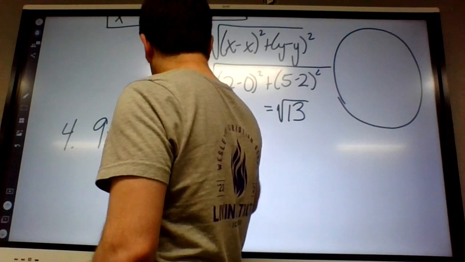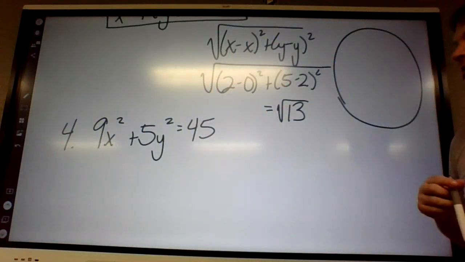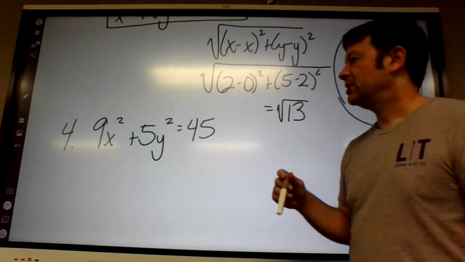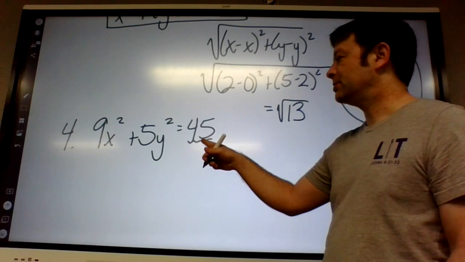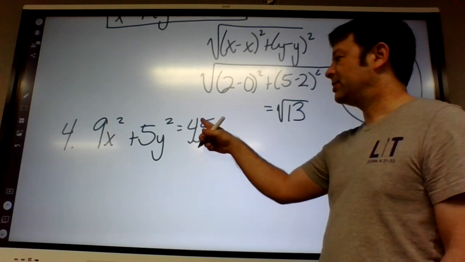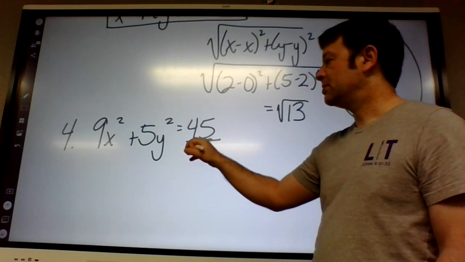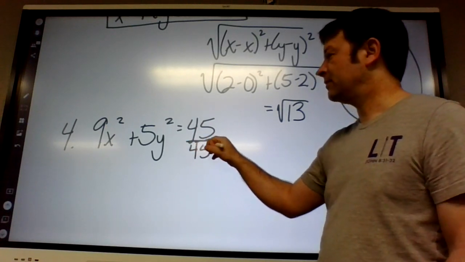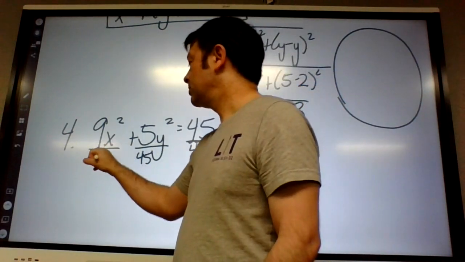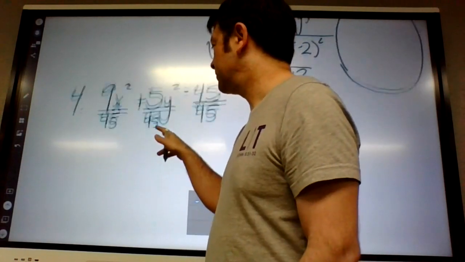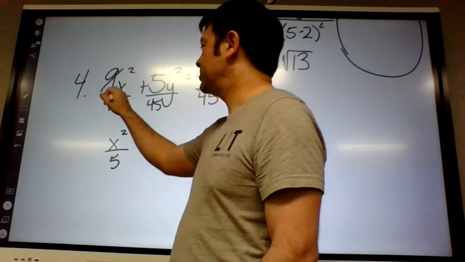Now, this is an equation for an ellipse, but how does this look different from how it normally looks? It's not in a fraction. What number do we want over here normally? 1. So how do I turn this into a 1? Divide by 45. So we're going to divide every term by 45. And these will reduce.